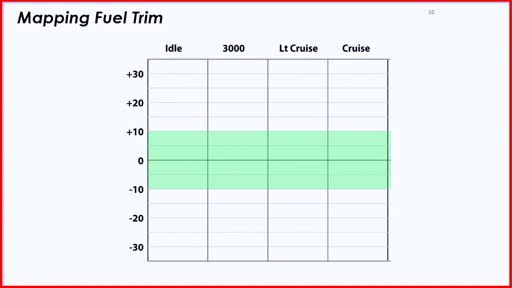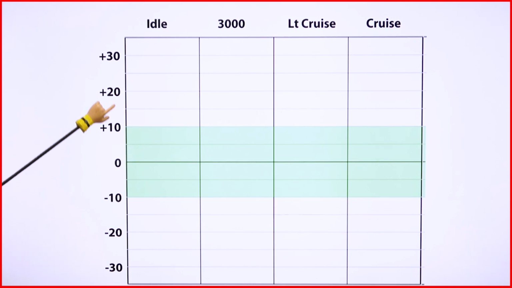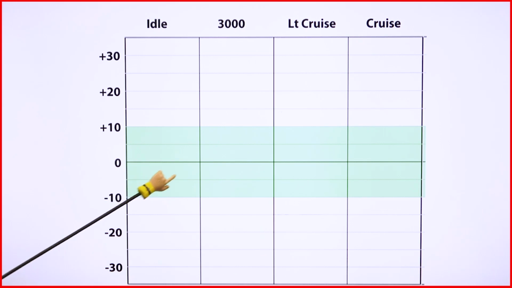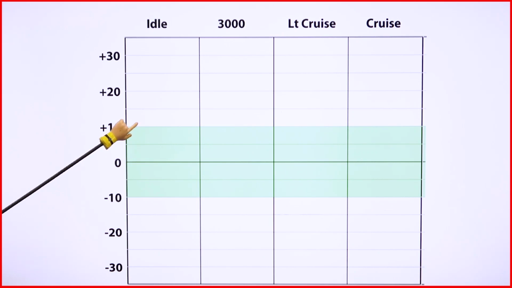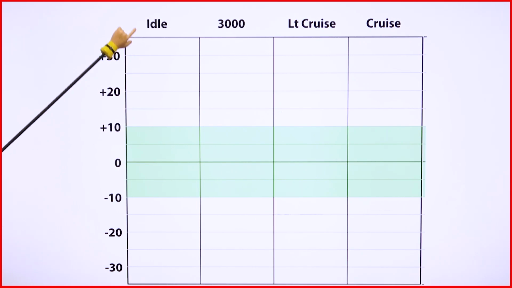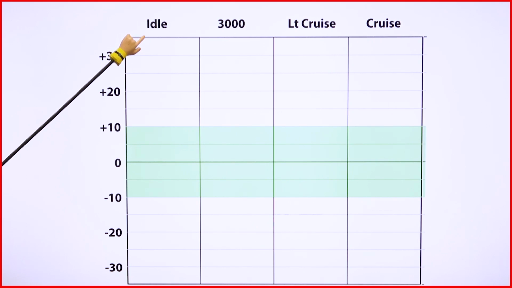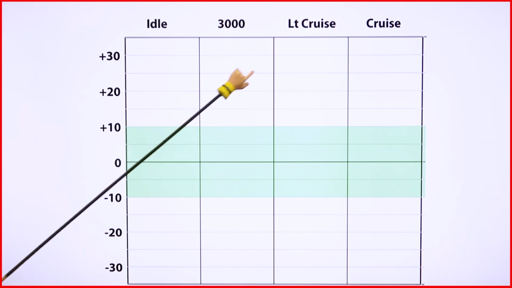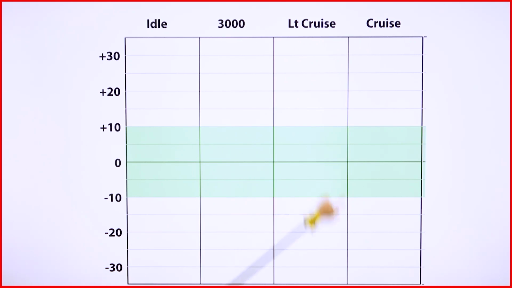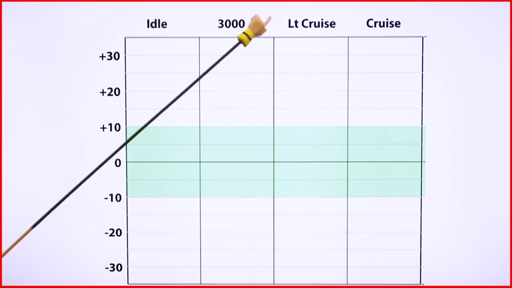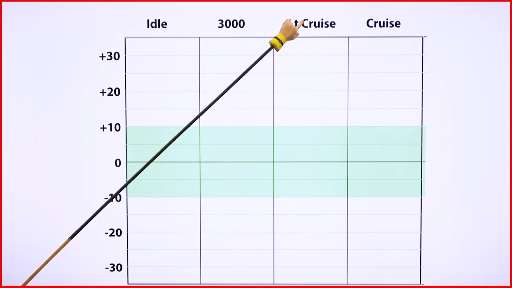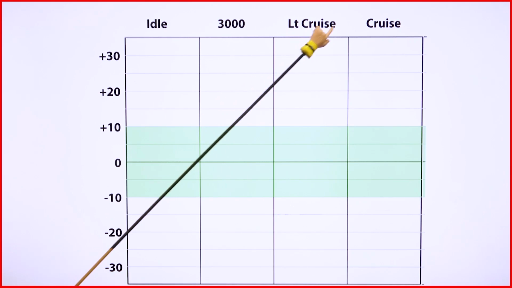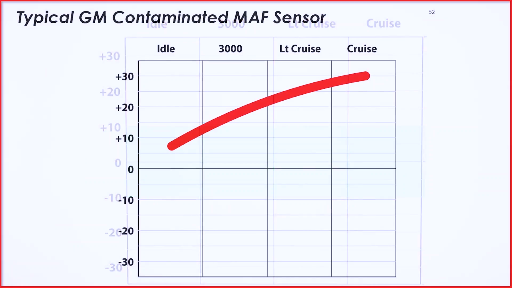So again, as we look at fuel trim mapped out here, think of it as an Excel spreadsheet. We've got our zero line here in the middle, and then we've got our plus 10% and minus 10%. And as mentioned, we want to look at this during idle, during 3,000 RPM, just revving it up in the bay or in the parking lot, long-term cruise, or excuse me, light cruise. I've been thinking too much long-term and short-term here. Light cruise, and then steady state cruise.